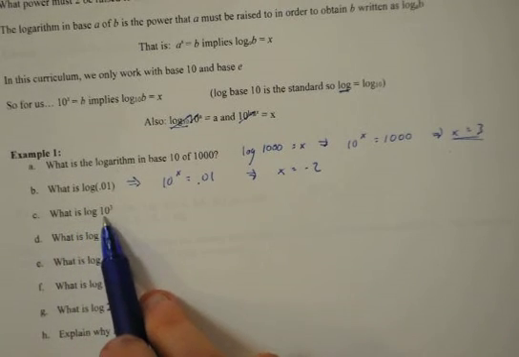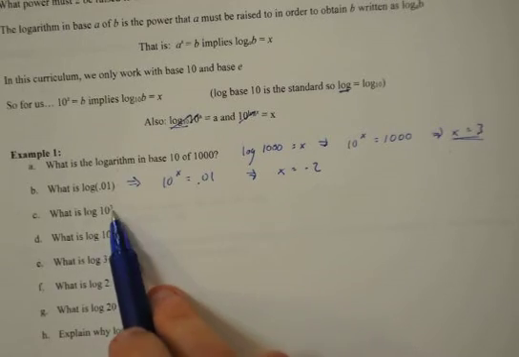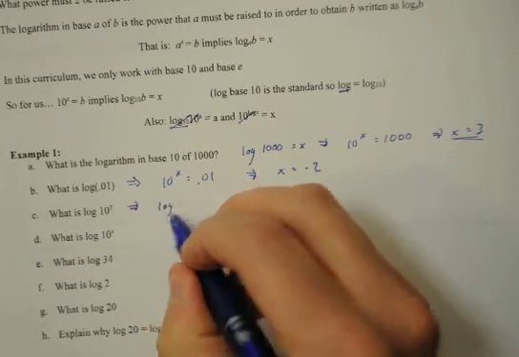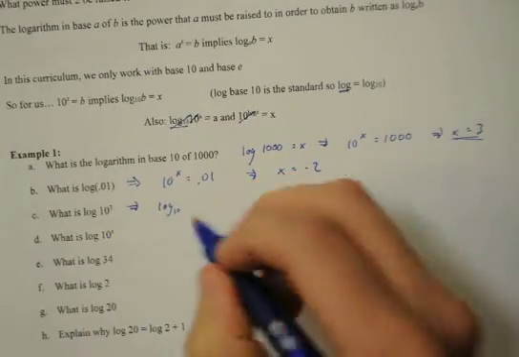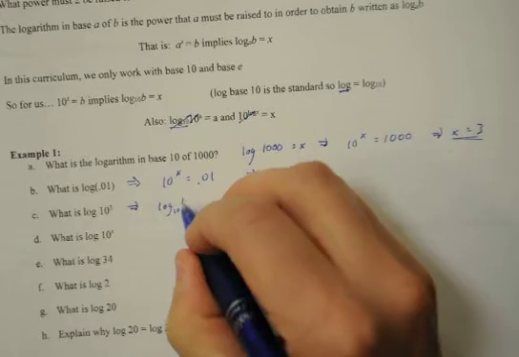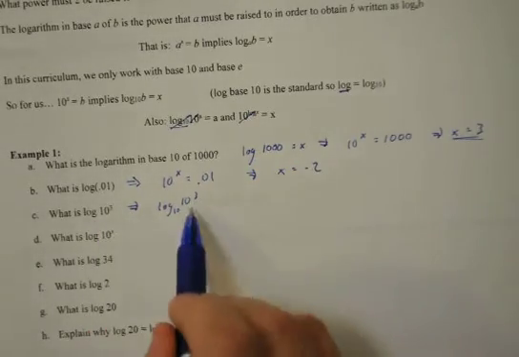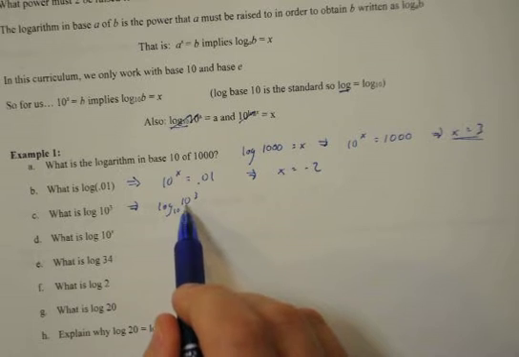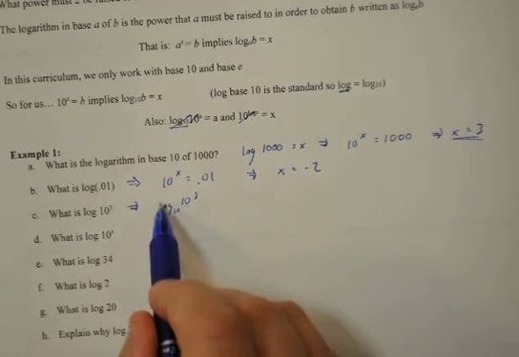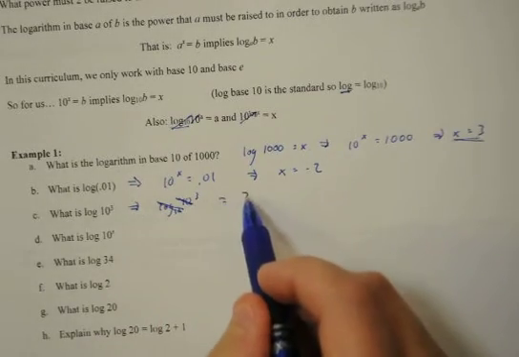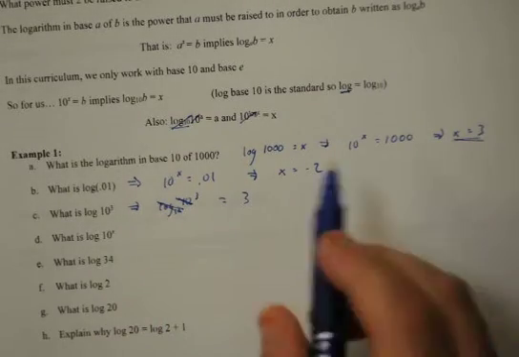What is log base 10 cubed? Okay, so remember, log is base 10, that's the standard. So what's happening here is when you have a base 10 on the exponent, this log cancels out that 10, and you're just left with 3. That's what ends up happening.